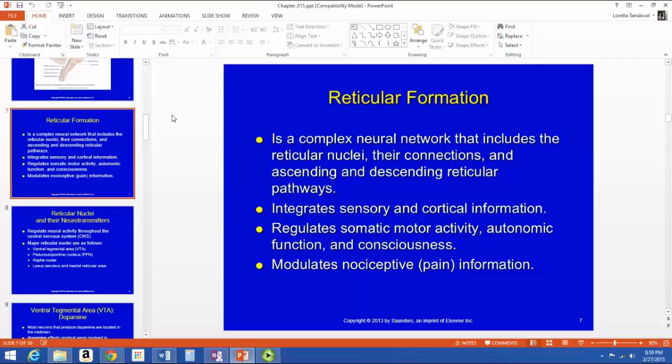reticular formation. And when we talk about nuclei, nuclei are a collection of neurons that do a specific task, or it might be they release certain neurotransmitters or they do certain things, and the reticular formation is a collection of a bunch of those nuclei. So it regulates somatic motor activity and autonomic function and consciousness. So that's huge. The reticular formation does a lot. And it also functions in modulating nociceptive pain information. So we talked a little bit about the descending controls, and a lot of those come from the reticular formation.